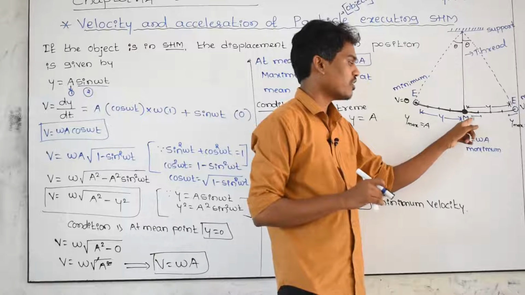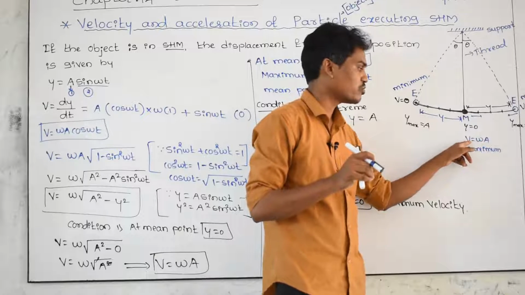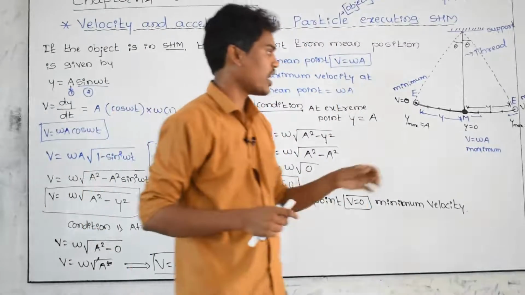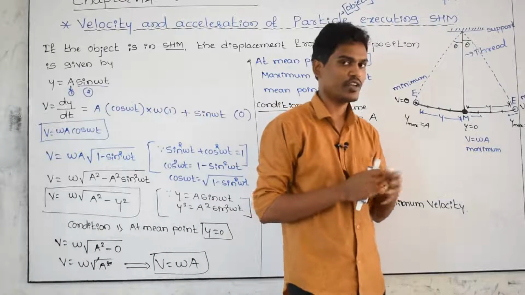At the mean point the velocity is maximum, so how do we find out the velocity at the mean point? The velocity at the mean point can be calculated by using v is equal to omega into a.